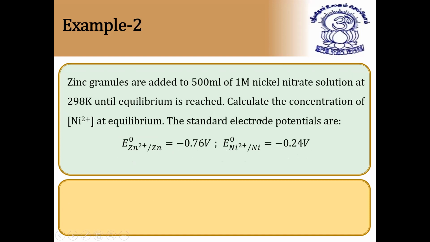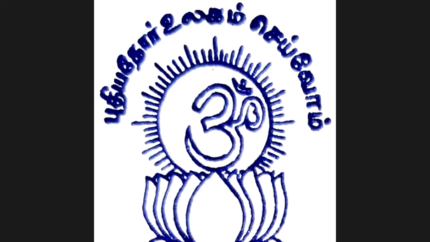Zinc granules are added to 500 ml of 1 molar nickel nitrate solution at 298 kelvins until equilibrium is reached. Calculate the concentration of Ni plus 2 at equilibrium. The standard electrode potentials are given. First we need to add these two, because by joining these two cells we will get the EMF of the cell, and they are asking us to calculate the concentration of Ni plus 2 ion at equilibrium. At equilibrium, we already know that the EMF of the cell is equal to 0.